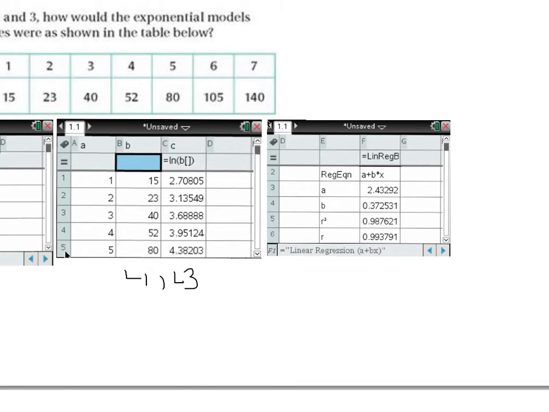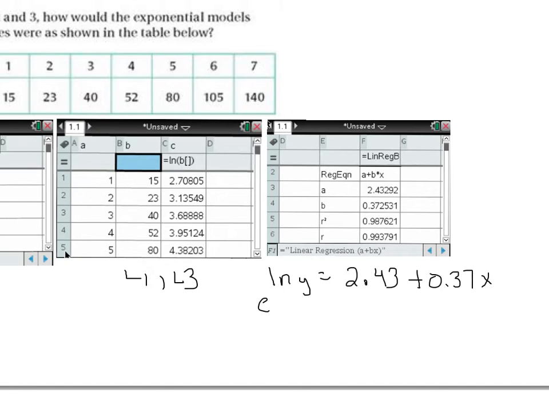So when we go to write this equation, you're going to get the natural log of y, because that's what we did, equals 2.43 plus 0.37x. Okay. Now what we need to do is solve this for just y instead of natural log of y.